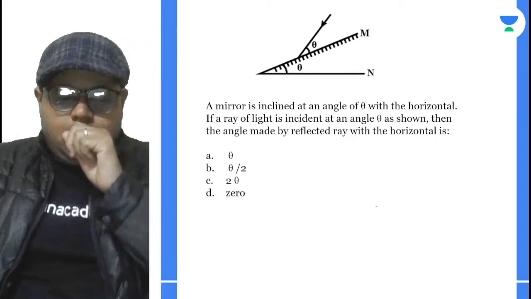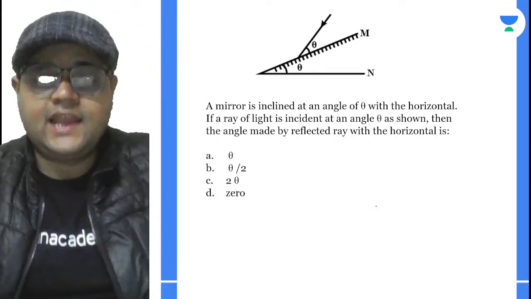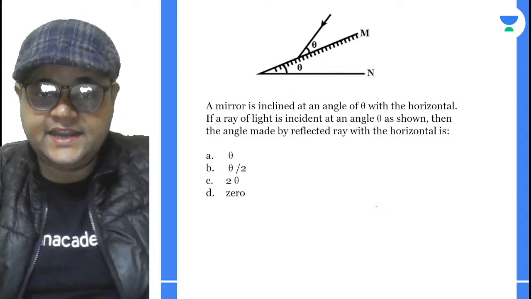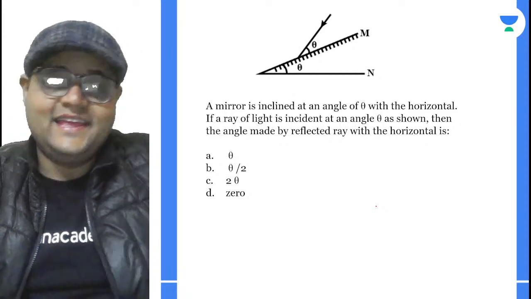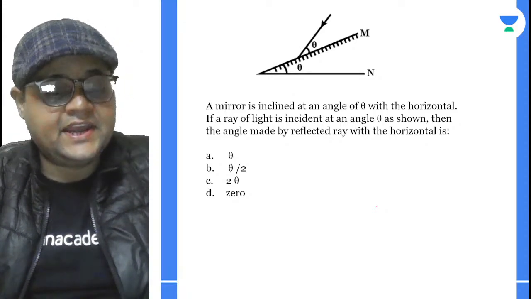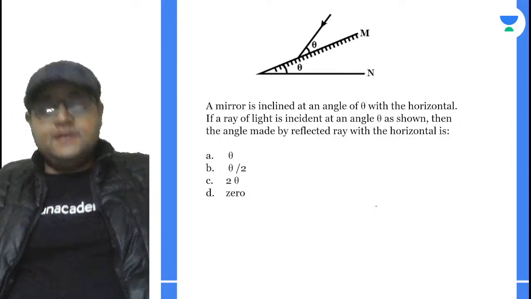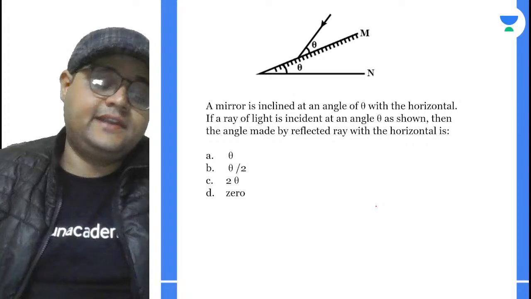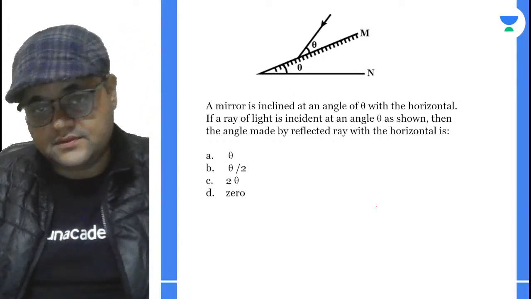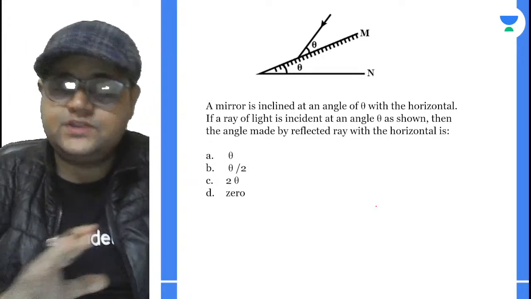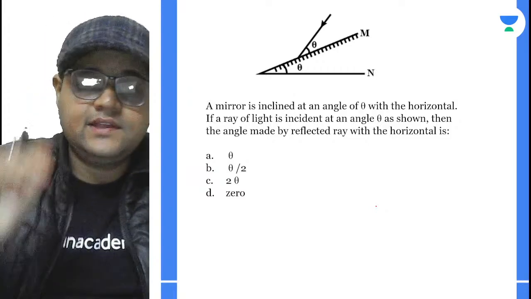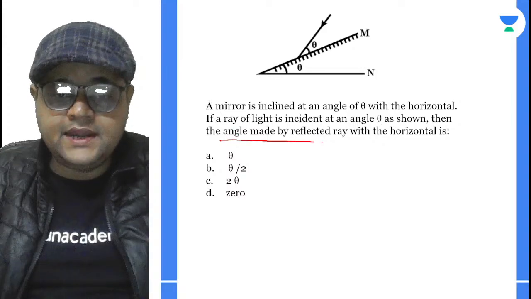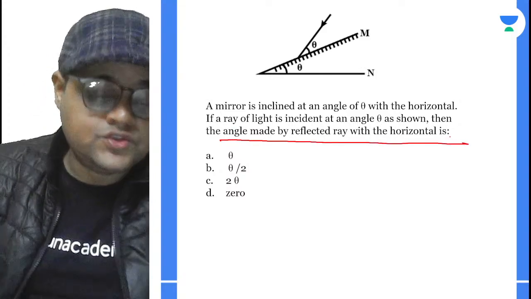Okay, let's see another question. A mirror is inclined at an angle of theta with the horizontal. If a ray of light is incident at an angle theta as shown, then what is the angle made by the reflected ray with the horizontal? I have given this question to a number of students, and trust me, 90% of them got this wrong. But there is nothing to worry about. The question is not at all difficult. The only thing is you don't read the question properly. The question says the angle made by the reflected ray with the horizontal.